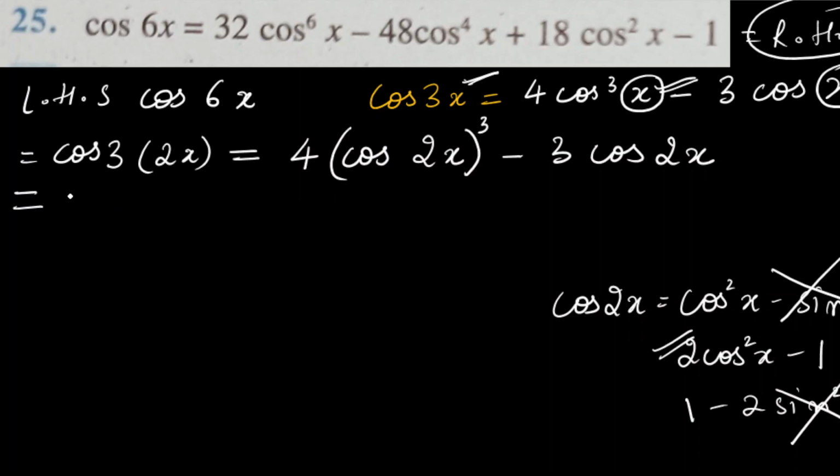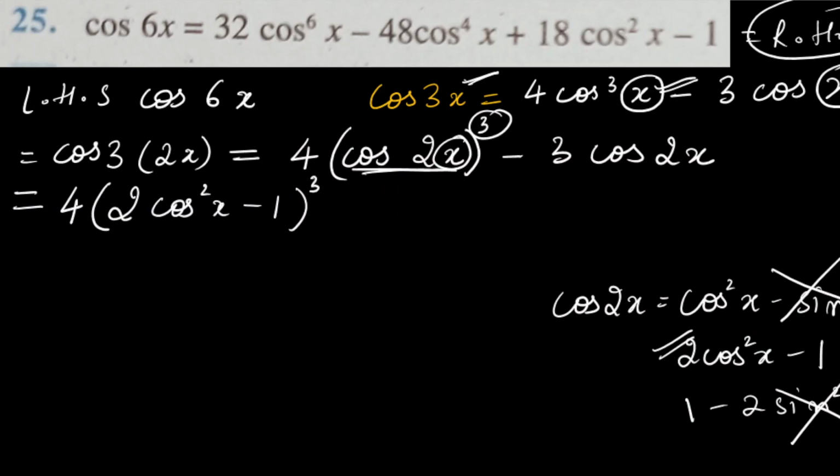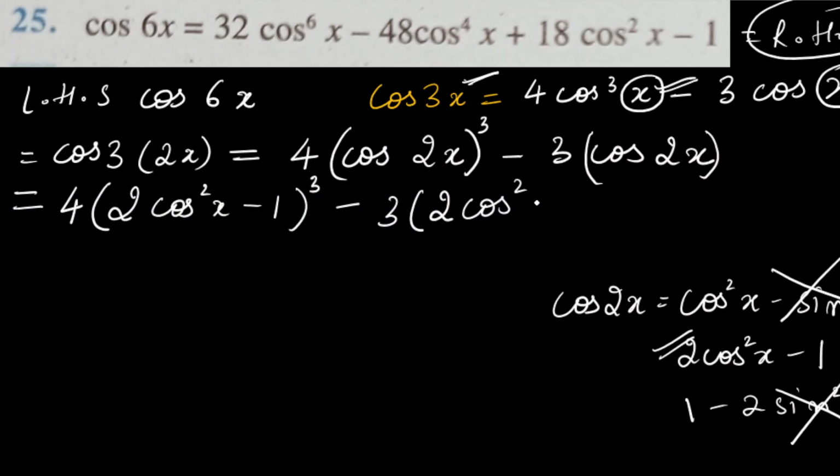So I'm just writing from here. 4 as it is. So cos 2x, this is simple cos 2x with only 2 and x there, so easily we can directly expand it. So this cos 2x I am going to write as 2 cos square x minus 1, and this whole cube as it is will come. Minus, same thing we will do here as well. Minus 3 cos 2x, because we are using this one, I'm just going to write it as 2 cos square x minus 1.